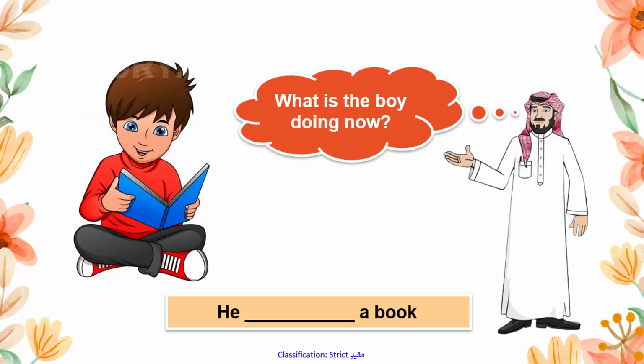Let's explore a current reading example. He is reading a book. The present progressive highlights the ongoing nature of his reading, immersing us in the moment.